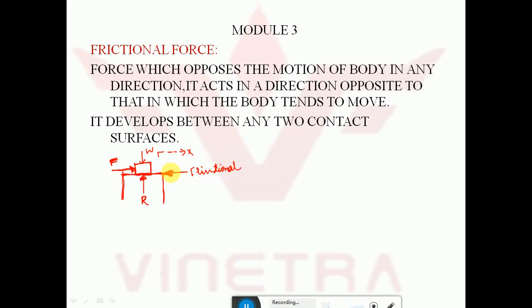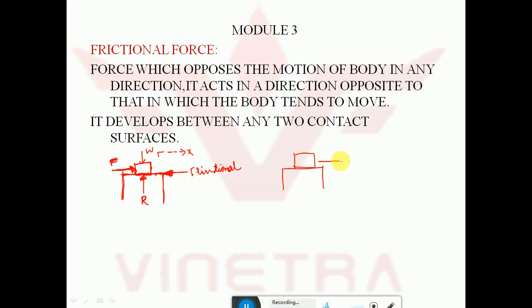So see here, this frictional force develops between any two contact surfaces. There are two contact surfaces, one is the table and one is the box. It is a force which opposes the motion of the body in any direction. If I apply force in this direction, the frictional force develops in the opposite direction and stops the motion of the body.